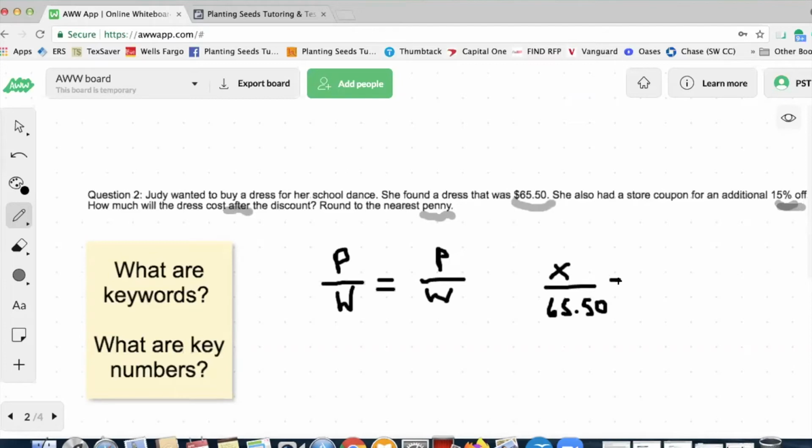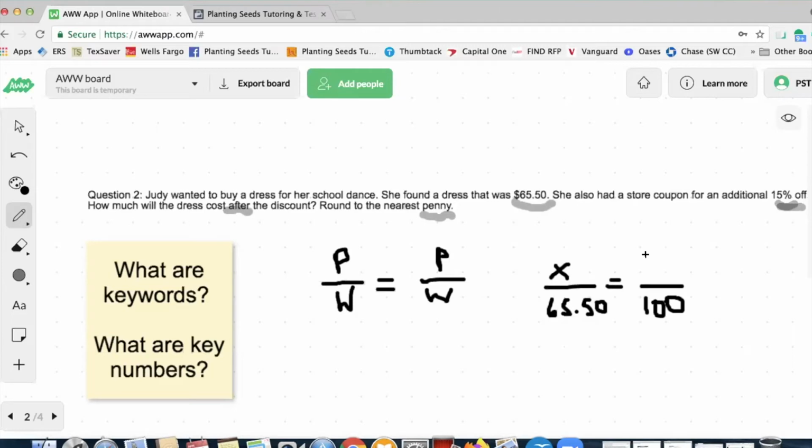Next thing is we're going to look at the part and the whole on the other side. Part and the whole. Our part and whole is going to be based on the percentages. So we know that 100% is the total price of $65.50. We know that's 100% of the price. However, what we're looking for is what is the price when it's 15% off?